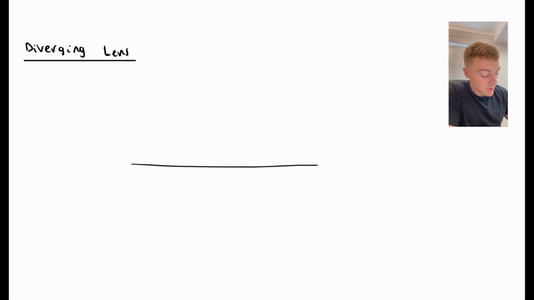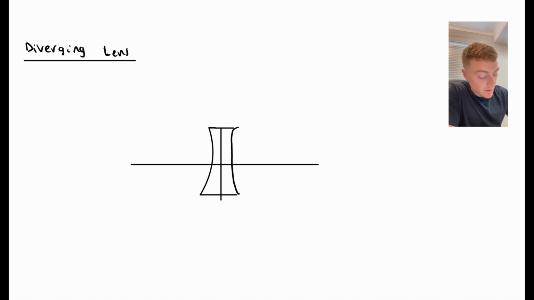So let's again draw our principal axis. We're going to draw our diverging lens in the middle. Now the shape of these lenses is that they're actually thicker at the top and at the bottom and thinner in the center. So the opposite to a convex lens. So it looks something like that.